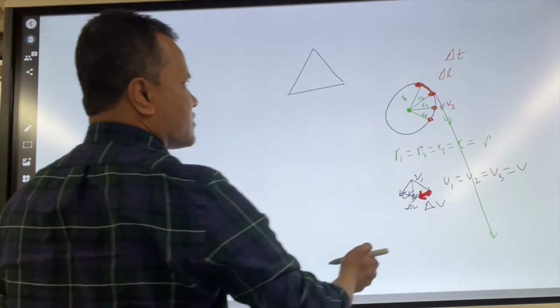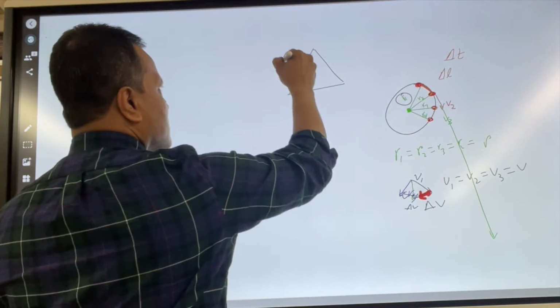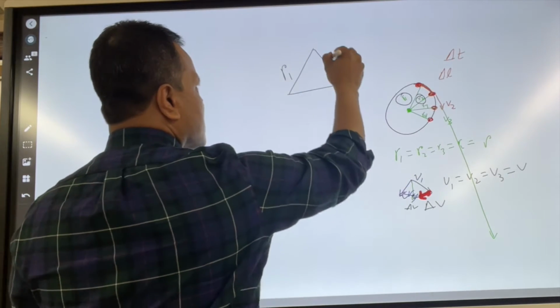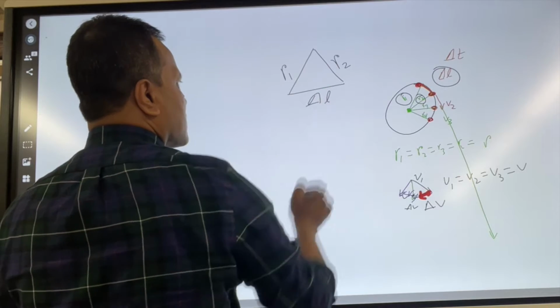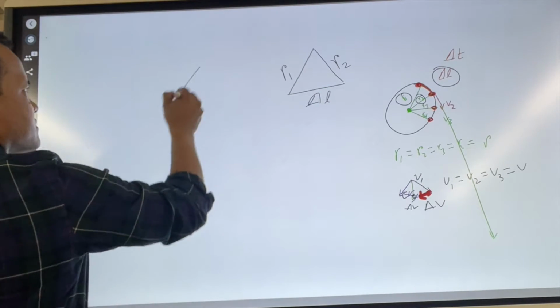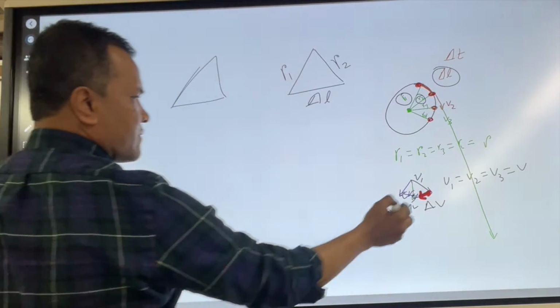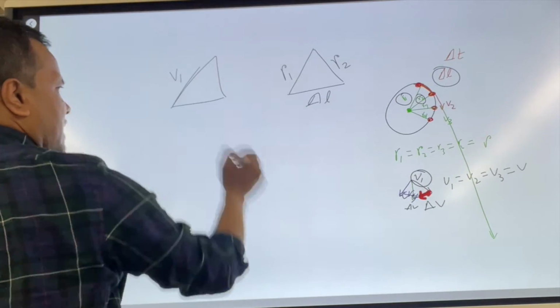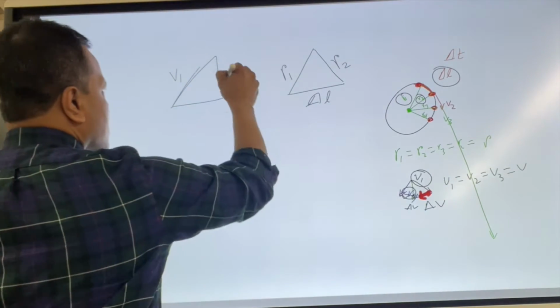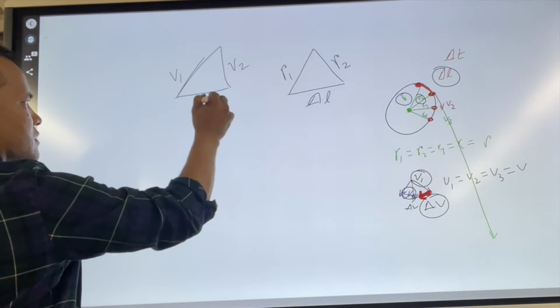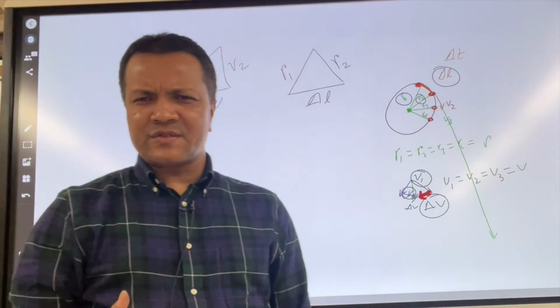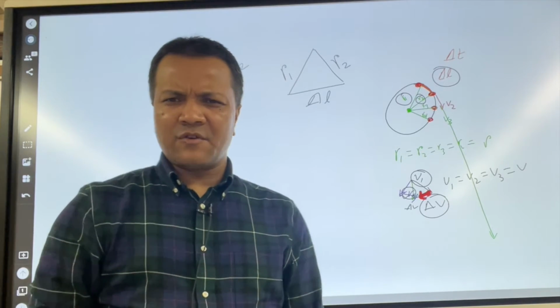This is the triangle. So I have R1, I have R2, and I have the length. And I have this triangle. I have V1, I have V2, and I have delta V. So I'm going to use the properties of the similar triangle.